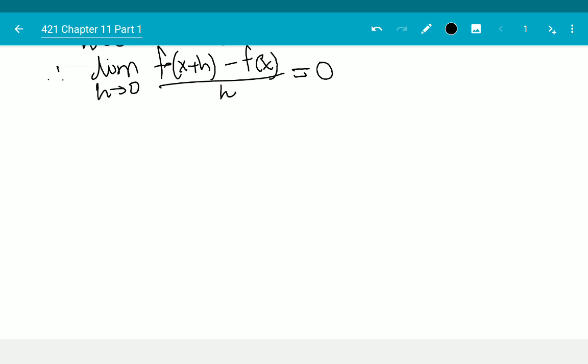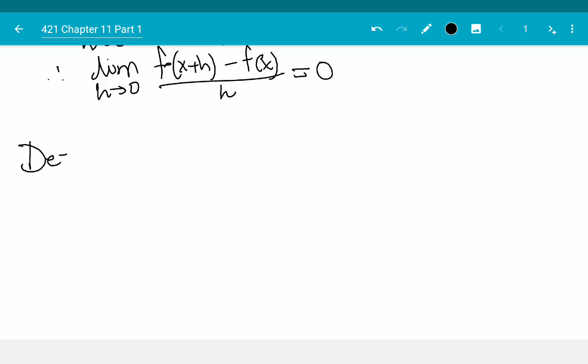The same exact result holds for minimum, where the proof would be, oh, the other side limit is going to be less than or equal to 0 or greater than or equal to 0.